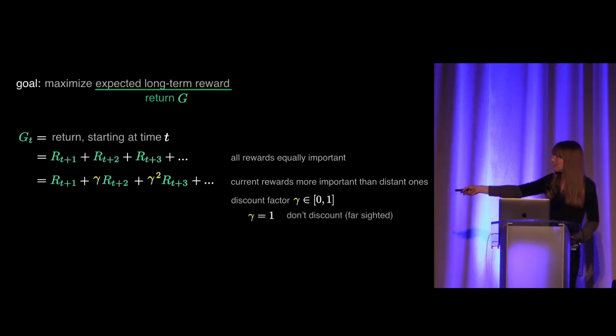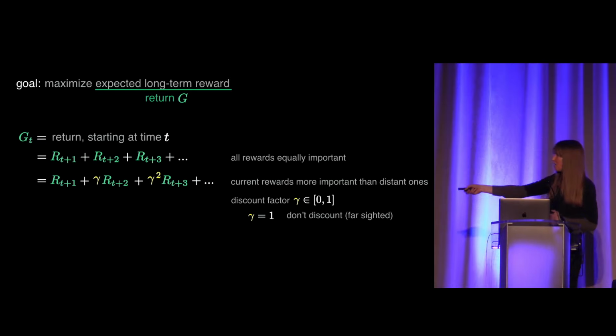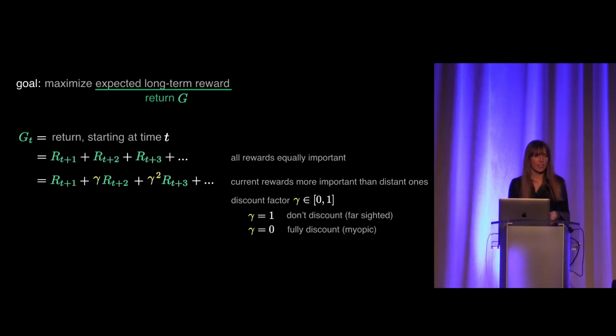In the limit that this discount factor is equal to 1, this agent is very far-sighted. It cares about rewards all the way into the future. And so we would say that the agent does not discount at all. If this discount factor goes to 0, then we would say that the agent is fully myopic. It only cares about the next reward. And so again, this is something that we can dial depending on how nearsighted or farsighted we think our agent should or might be.